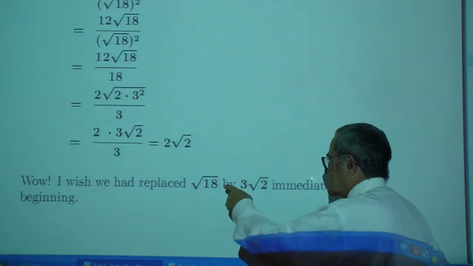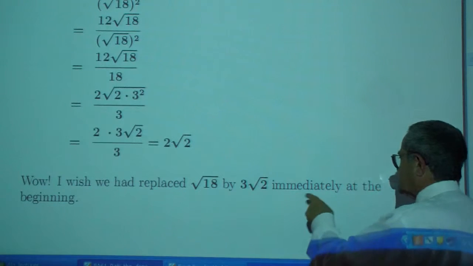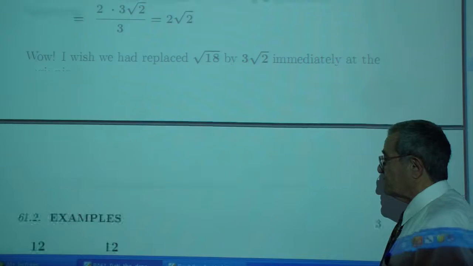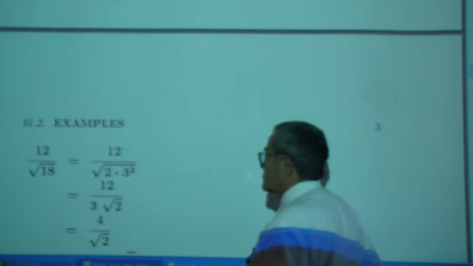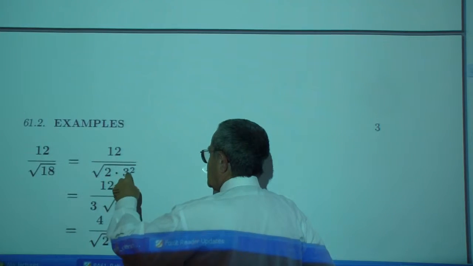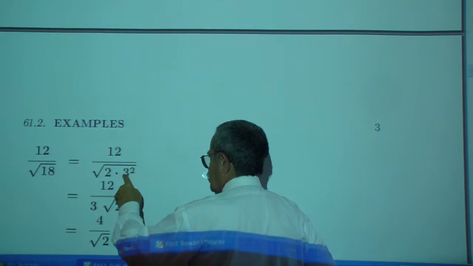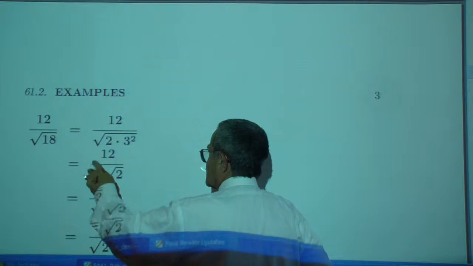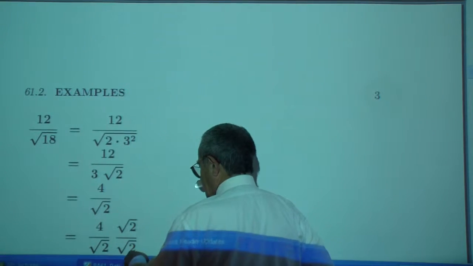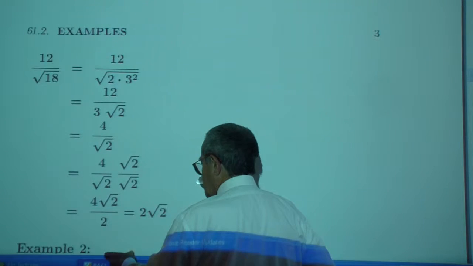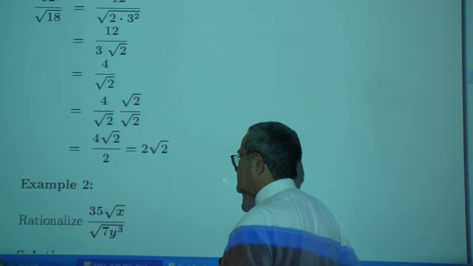Wow, I wish we had replaced square root of 18 by 3 square root of 2 immediately at the beginning. Would have made matters a lot simpler. For instance, here, square root of 18, you can put the 9 outside of the square root because you've got a pair of factors. You can divide by 3 and you get 4 over 2 after you rationalize the denominator, which leaves you with 2 square root of 2.